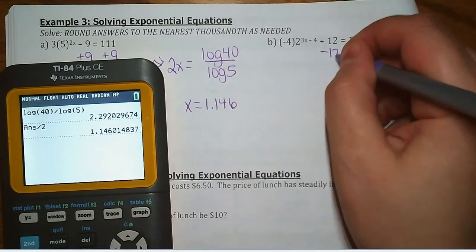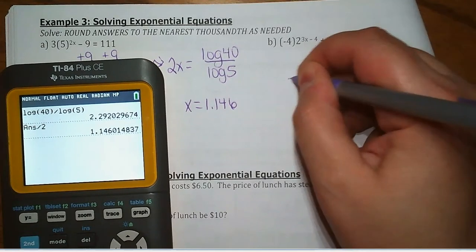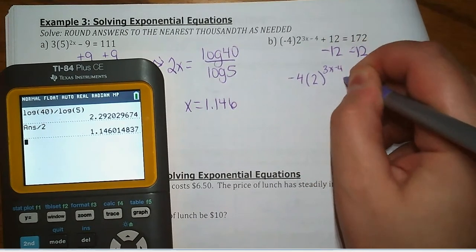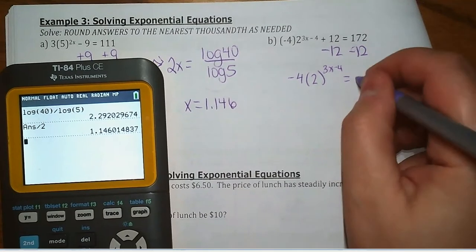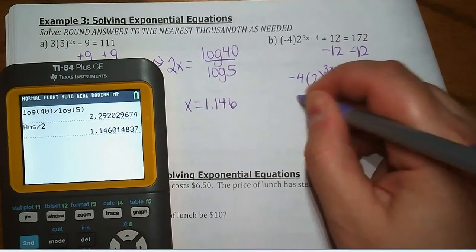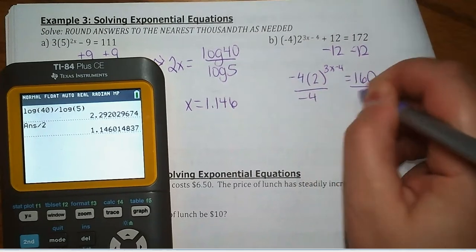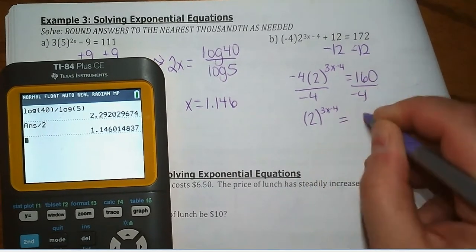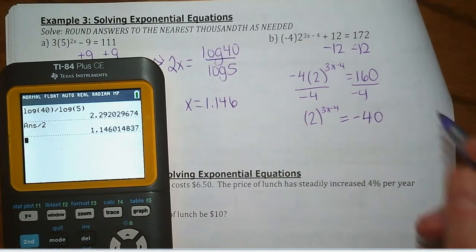And then let's do one more. I'm going to subtract 12 here. So I have negative 4 times 2 to the 3x minus 4, a little bit complicated of an exponent here. Now, if I subtract 12 from 172, I get 160, divide by negative 4. 2 to the 3x minus 4 would be negative 40.